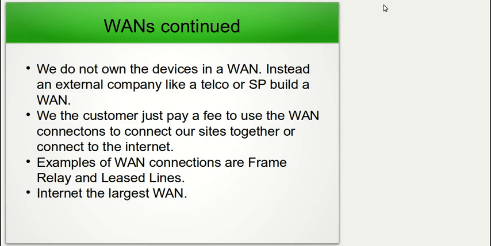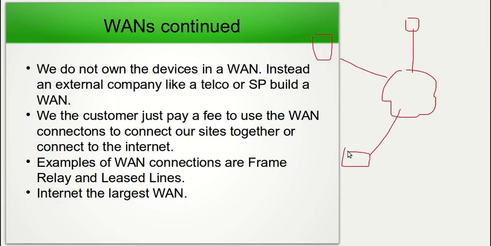Another example of a wide area network is frame relay. Frame relay is a shared network in which we can have multiple customers connecting to that same network, and it's up to the ISP to keep each customer's network separate. This is less secure than a leased line, but it's also cheaper. So when we're looking at wide area network connectivity, we have to look at cost compared to security and all sorts of other things.